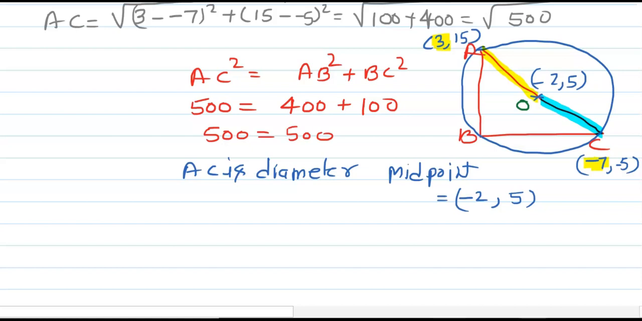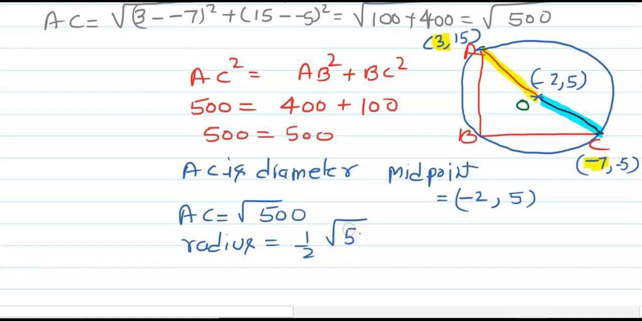But there is another way of finding the radius, because we know AC is root 500. Okay, then this is diameter. AC is diameter. So radius will be like OA or OC. So radius will be half of root 500. Yeah, so this will be radius. Okay, if this is radius and we know center here minus 2 and 5, so what will be equation of a circle?